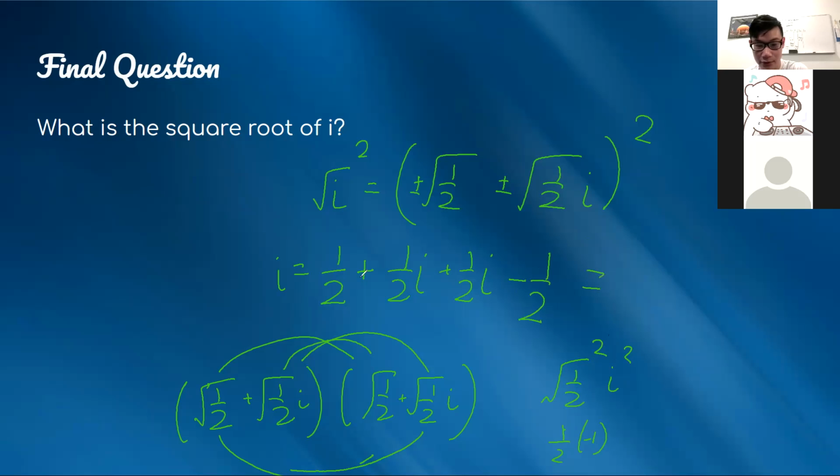And if we put this together, 1/2 minus 1/2 is 0. And then 1/2 i plus 1/2 i is just i. And then we can confirm that this does indeed equal i. So we know that this was the correct answer for the square root of i.